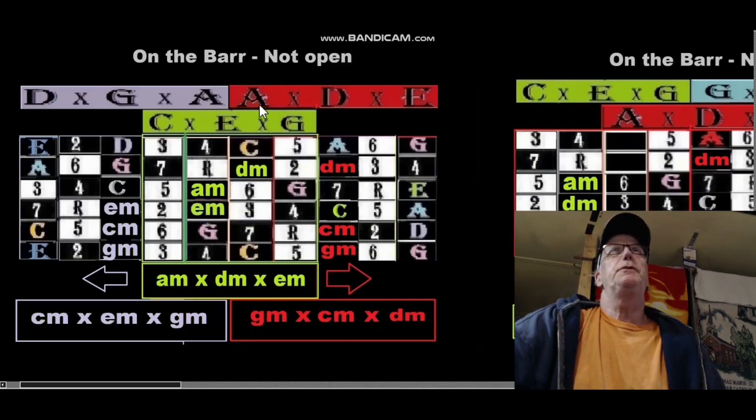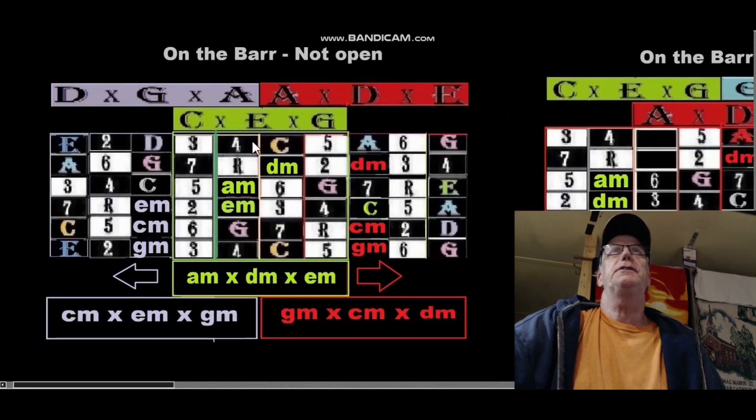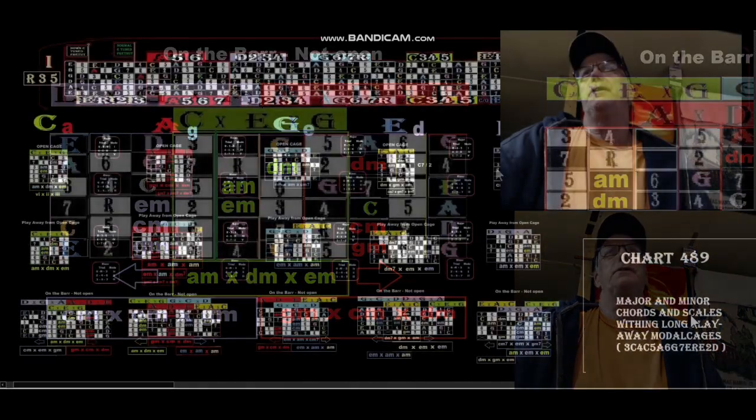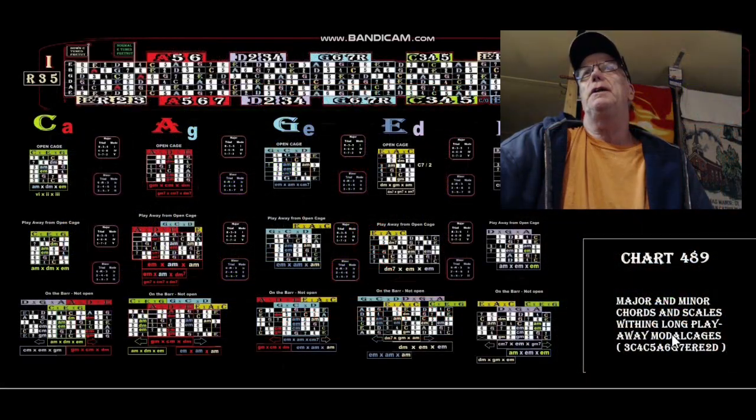We're going to move up to the A cage here, and here's your 3 minors. That's simply what it is. And then in this option, we can go down to the D cage, where we take the cage word, the D letter ahead, to C minor, take the G in the caged word, CAG, goes to E minor, and A goes to G minor there. So these are our chords and scales within long play-away modal scales, CAGED.